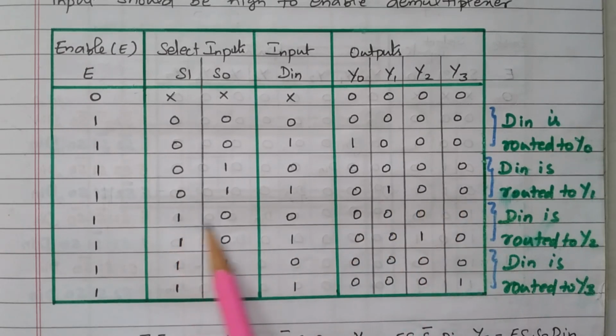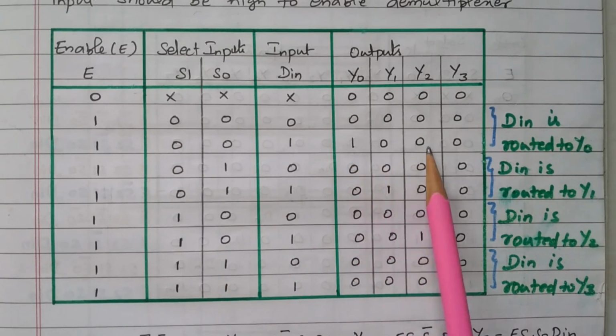Then the third combination, 1 0. If the data is 0, everything will be 0. If the data is 1, then the input is routed to the third position Y2, 0 0 1 0, right? Din is routed to Y2. The last combination is 1 1. If the data is 0, everything will be 0 only. If the data is 1, it is routed to the fourth position Y3, 0 0 0 1, right? So we have only one input. For 0 0, it is routed to the first position, 1 0 0 0.